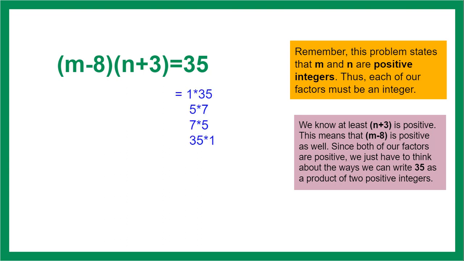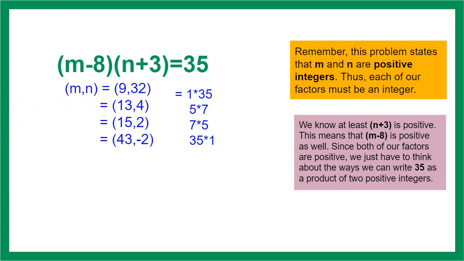So these are the ways you can write 35 as a product of two positive integers. And so m minus 8 equals 1 and n plus 3 equals 35. So then we get m equals 9 and n equals 32, because each of the ways we've written this out is a way we can get a product of two integers, and each of our products is m minus 8 and n plus 3.